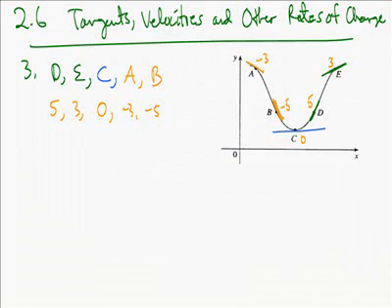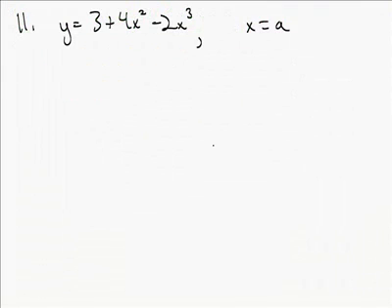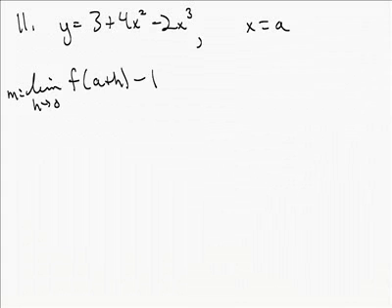Let's take a look at another problem. How about number 11? We're asked to find in part A the slope of the tangent to the curve y equals 3 plus 4x squared minus 2x cubed at the point where x is equal to a. And so let's go ahead and use our definition that the slope, m, is equal to the limit as h approaches 0 of f of a plus h minus f of a, all divided by h.